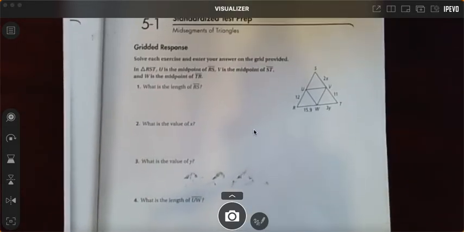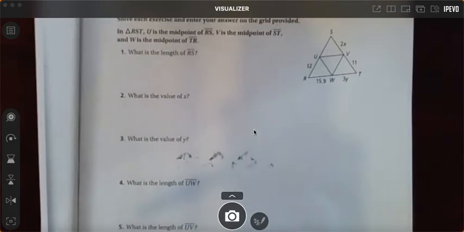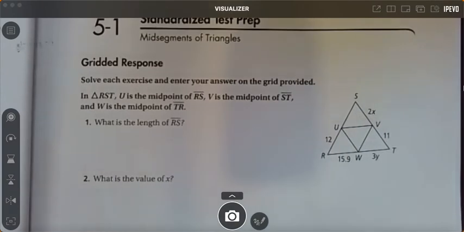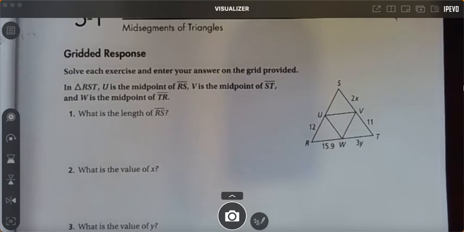Turn in the bell ringer, correct? Yeah. So this is our quick little review of what we did on Friday for the beginning of the day. And then we're going to finish this lesson and move on. Because we should have done 2, honestly.